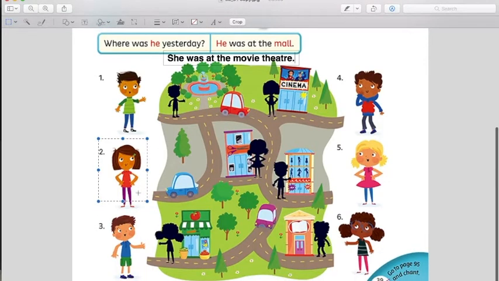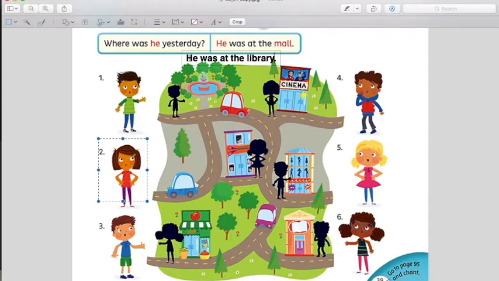All right. So number three, it's a boy. Where was he yesterday? So we have to change this to he. Let's go. I believe that is him. So he was at the park. All right. Number four, where was he yesterday? So this is another boy. It looks like this is it right here. So he was at the library.